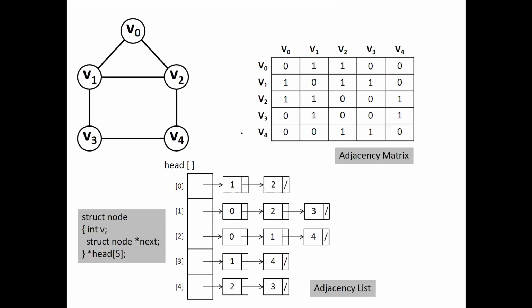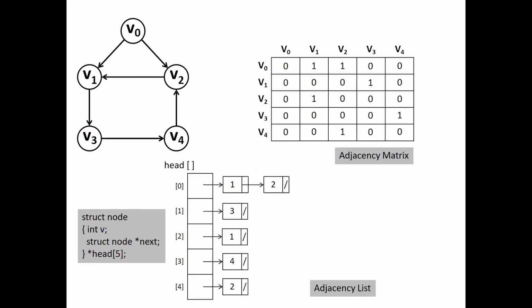Now here is one example where this graph is undirected. This is the adjacency matrix representation, and this is the adjacency list representation. For the adjacency list, from an implementation point of view, the node structure will be the vertex, a pointer, and a pointer to the next. If I take a structure like this, I can take 5 header pointers. It is an array of addresses basically, and every address points to the starting address of the respective linked list.